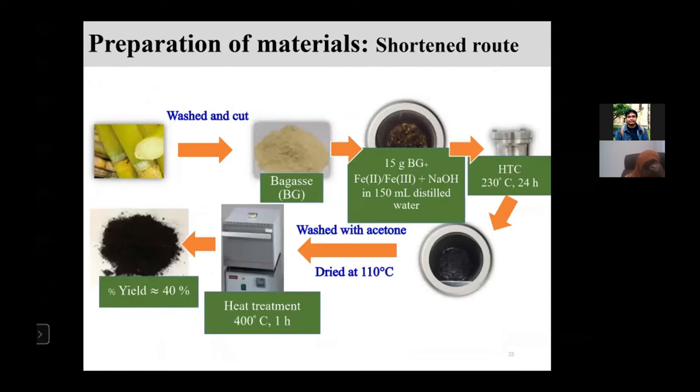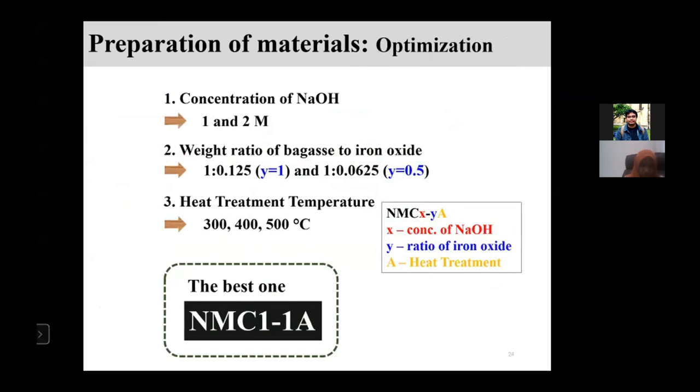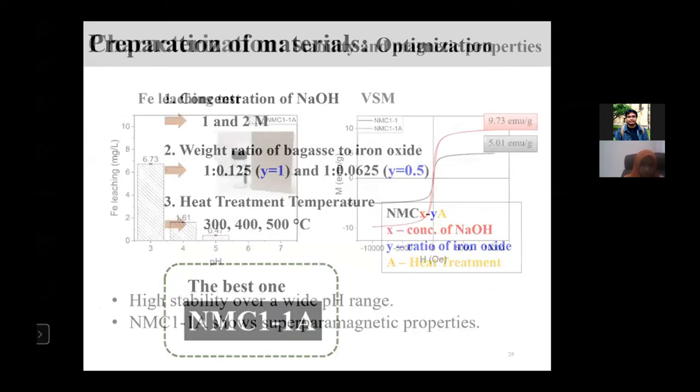We start from ground bagasse mixed with iron 2 plus and iron 3 plus in a very low concentration of sodium hydroxide. We still need a little sodium hydroxide because we need to precipitate Fe2 and Fe3 to the magnetite phase, Fe3O4. Then we put it in the closed HTC system at 230 degrees for 24 hours, and afterward just wash it. Simple. You don't need to use a high temperature oven anymore. Then we did a lot of optimization to get a high yield.